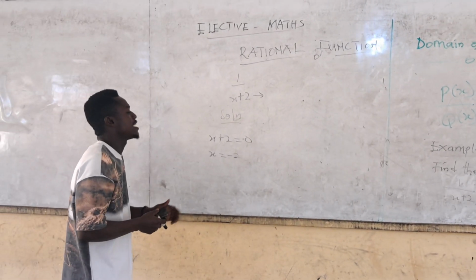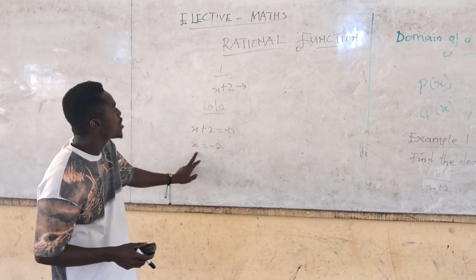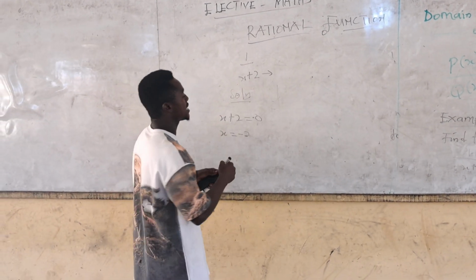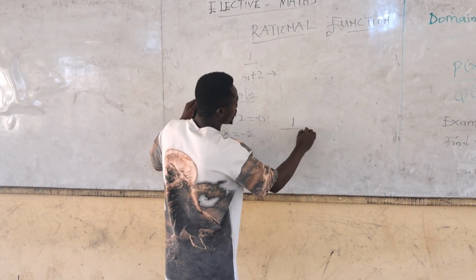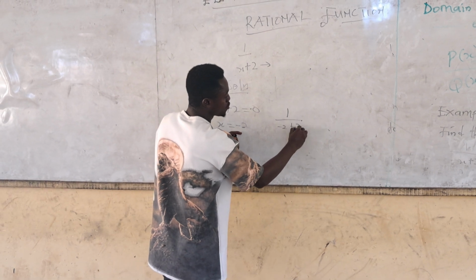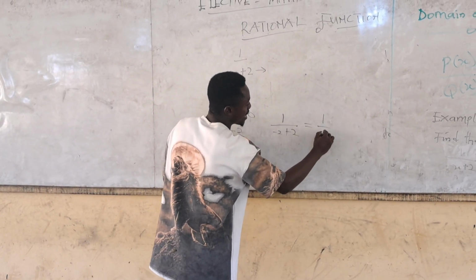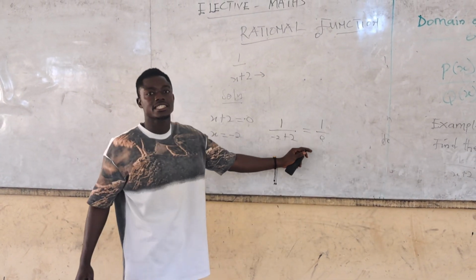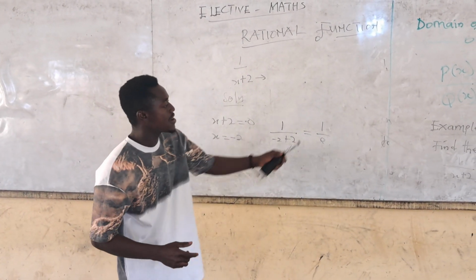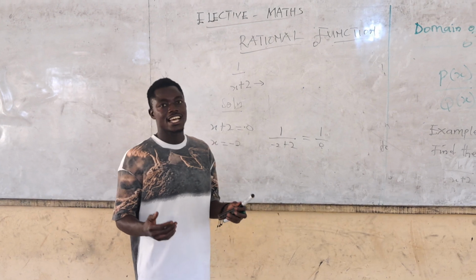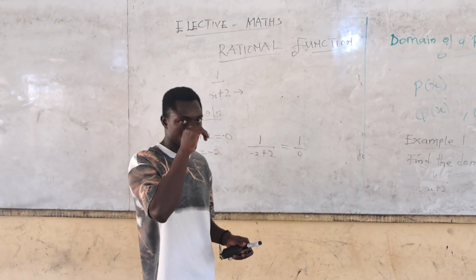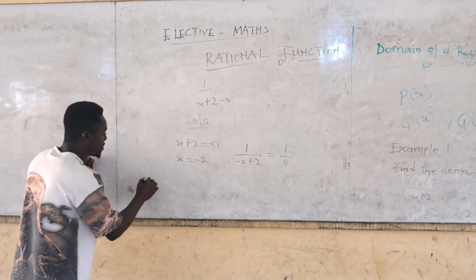Meaning that whenever you put negative 2 here, the denominator becomes 0. After solving, try to put the x back. So you are going to have negative 2 plus 2, giving us 1 over 0. In mathematics, we say it is undefined, or it does not exist. Whenever you have a number divided by 0, it has no meaning. So we say it does not exist.